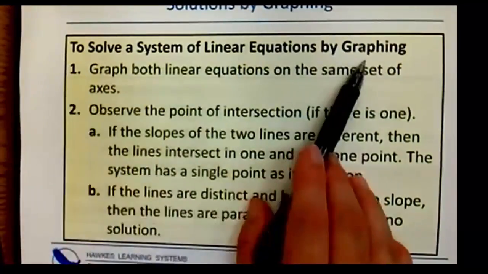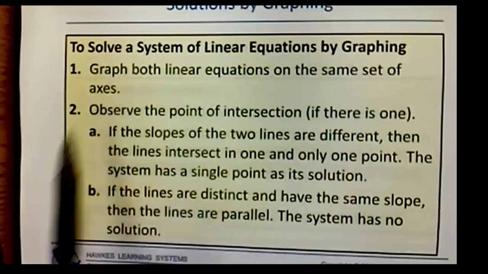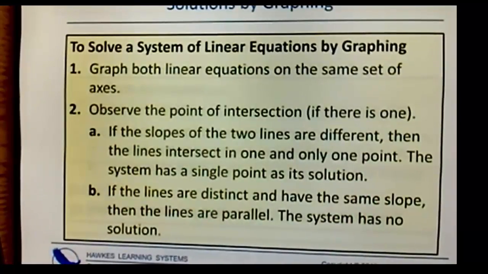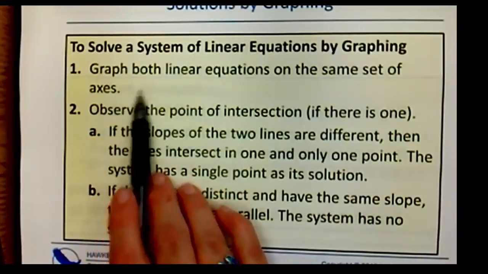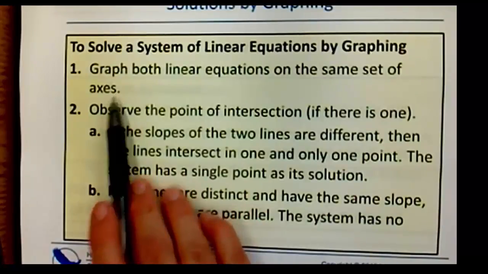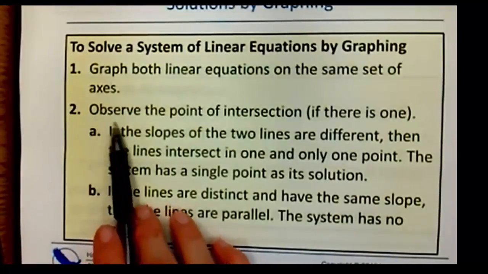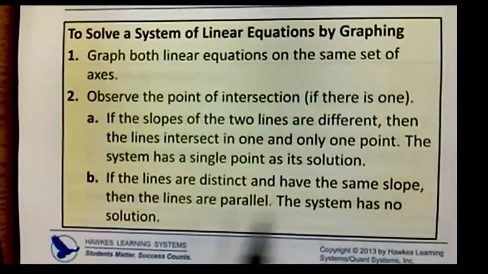So to solve the systems with graphing, you need to graph both linear equations in the same set of axes. So that means that we're going to make one Cartesian coordinate system, and we're going to end up putting both lines on it, and we're going to find out whether it crosses. We can also use your graphing calculator to do that. So we can end up seeing what it's going to look like on there. Observe the point of intersection if there is one.